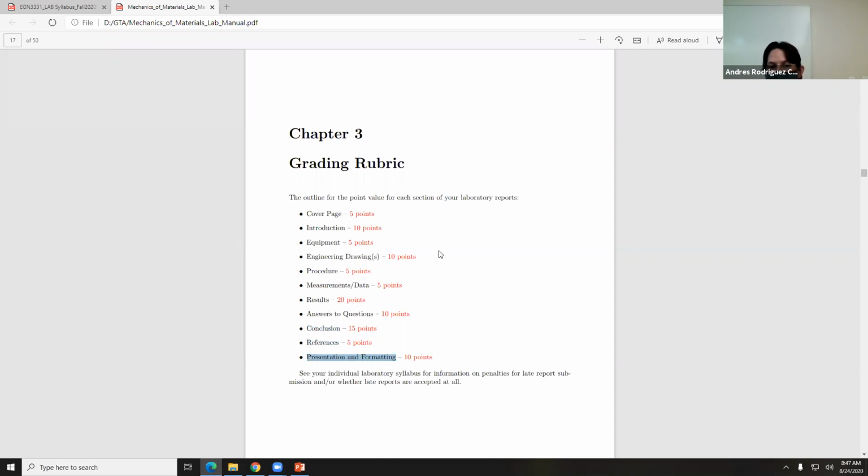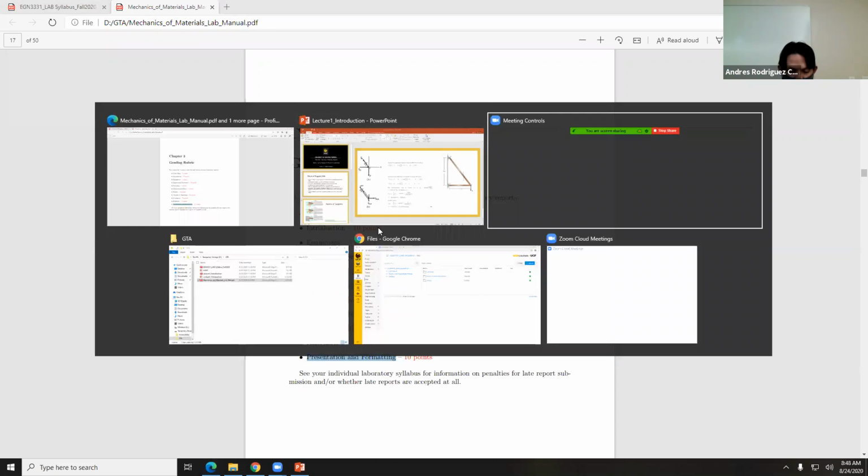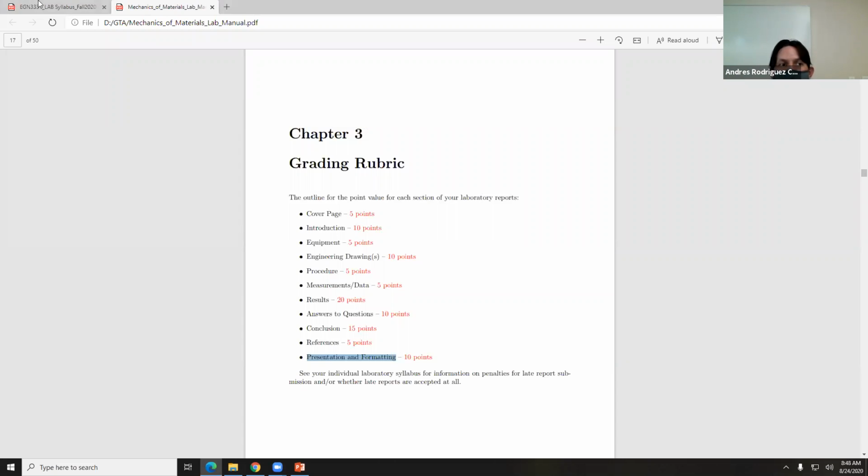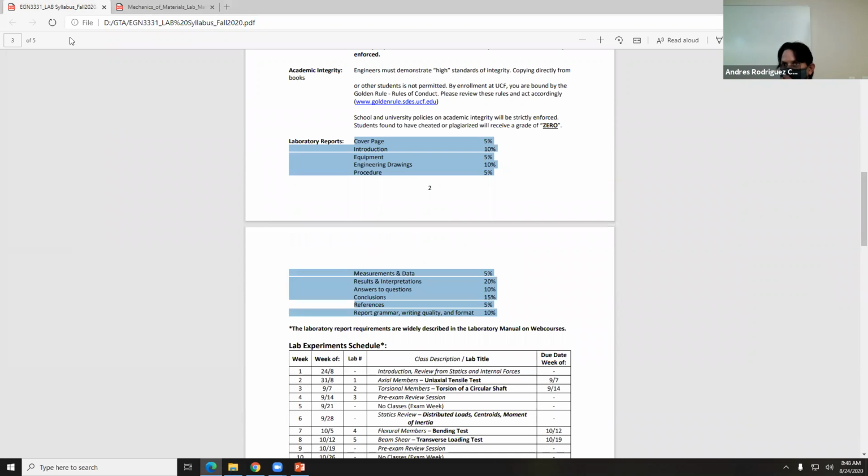So all of this has a weight inside of the grade. So it's very important that you pay attention to this, to stick to the plan in order to be sure that we are working on the same page for the report. The report has to be presented professionally. So it's not something that you have to do very fast on the Sunday night. No, it has to be something very, very professional.